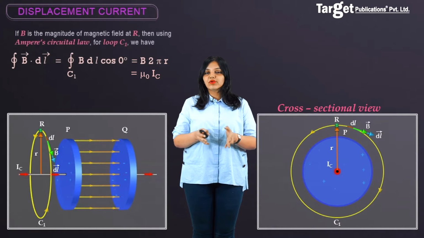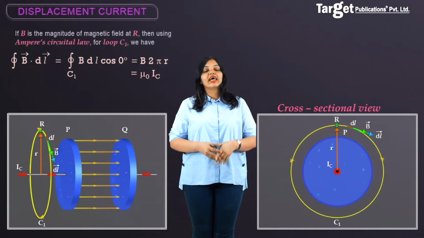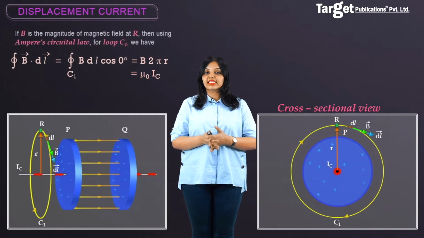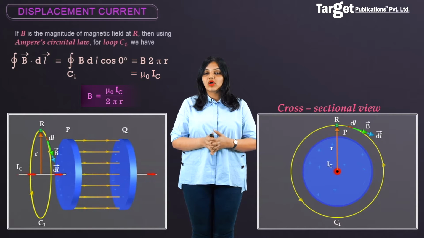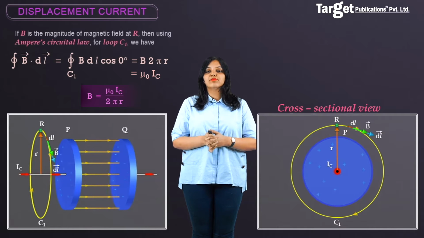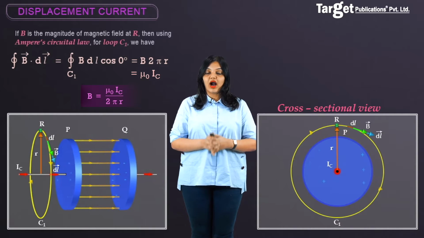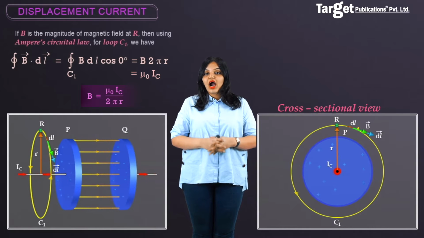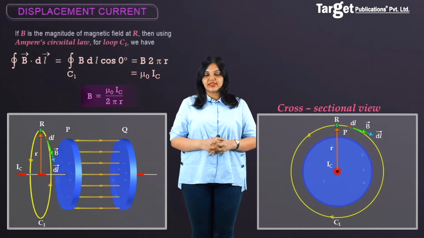This is equal to mu naught times the current enclosed, and the current enclosed by the Amperian loop is nothing but the conduction current IC, and therefore we get that B 2 pi r is equal to mu naught IC, or B is equal to mu naught IC upon 2 pi r. This gives us the value for the magnetic field at the point R outside the capacitor.